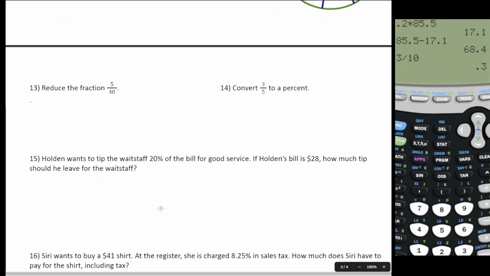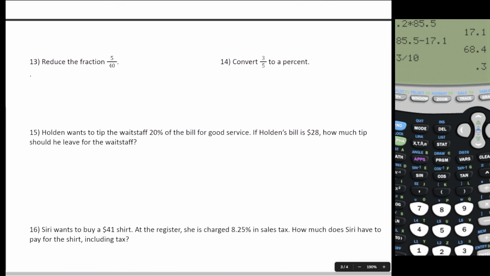Number 13 says reduce the fraction 5 over 40. And your calculator should be able to do this for you. If you're not sure how to do it in your calculator, typically you just write the fraction and hit enter. Like if I just type in 5 over 40 and hit enter, it should reduce for me.